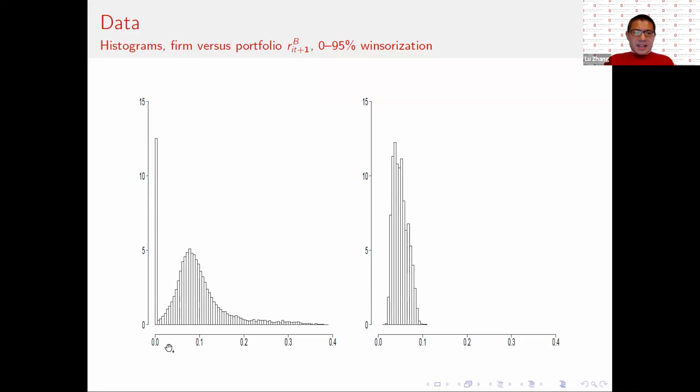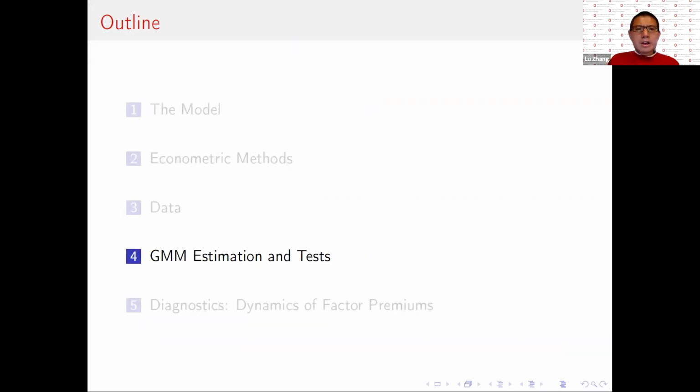So, bond return: quite a bit of mass at zero, because quite a few firms have no leverage. We just assume zero cost of debt. You don't pay interest, so the cost of debt is zero. Aggregated to the portfolio level, there is a lesser degree of heterogeneity. Now let me get into the GMM estimation and tests.